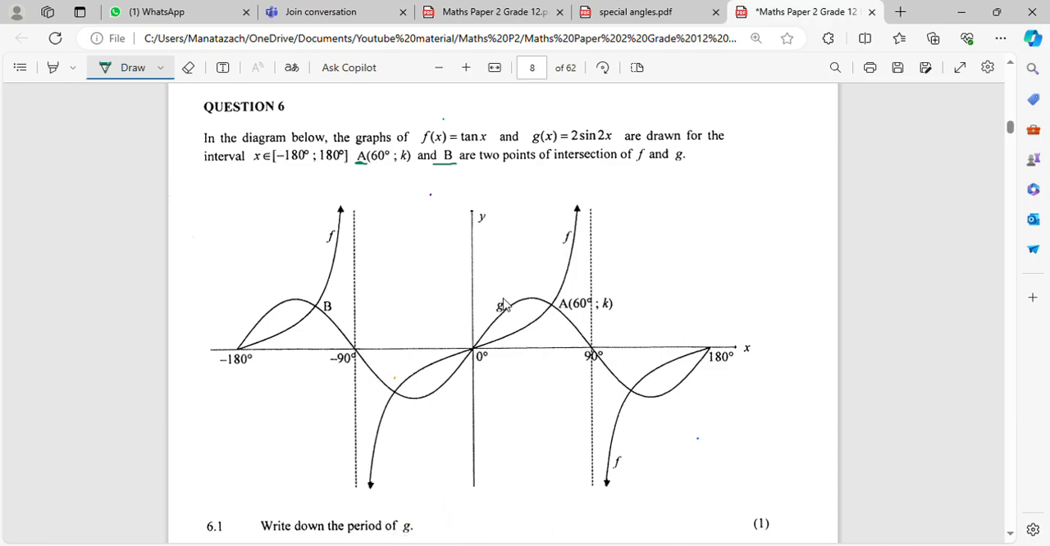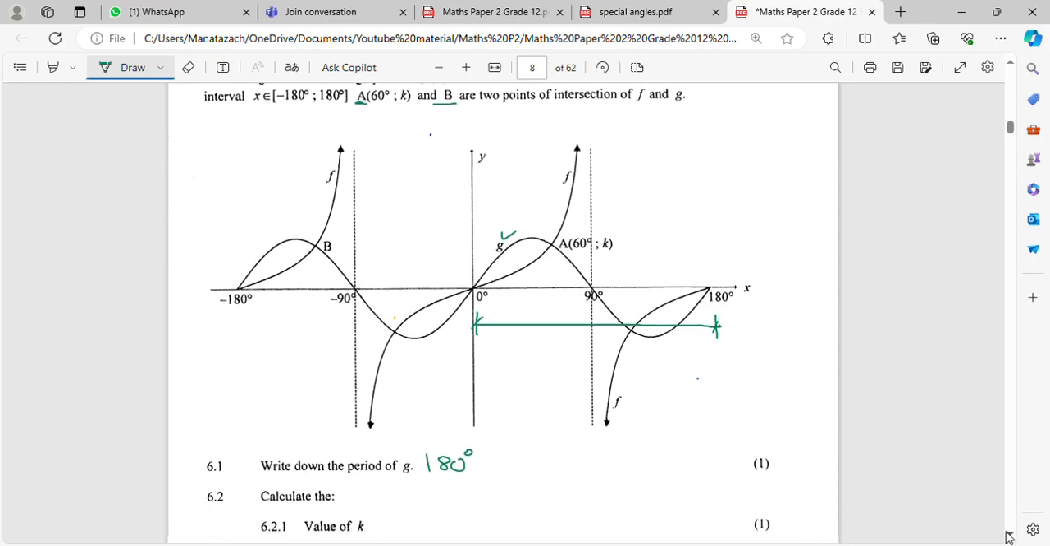So here is g, the sine graph. So the period is the length of a full revolution. So this should be the period where the graph completes one cycle. So for graph g, that would be 180 degrees. So that's straightforward. And then the second question is calculate the value of k.